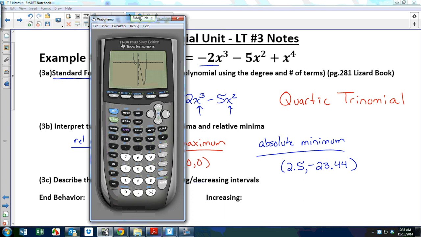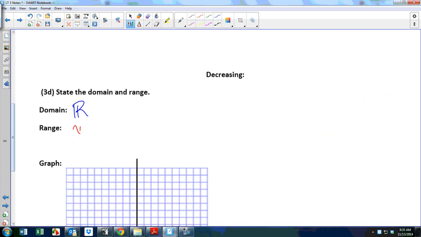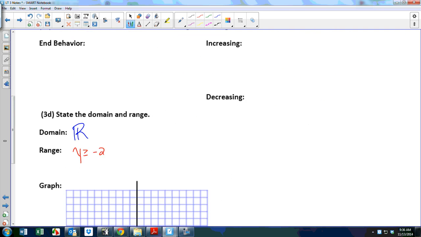Y value. There was an absolute minimum, right? A lowest it ever got, and it was the negative 23.44. So what would your range be in that situation? Exactly. Y is greater than or equal to the absolute minimum, this y value, negative 23.44. Most of this target is interpretation, okay? It's all keystrokes on the calculator, but it's interpreting what you're seeing.